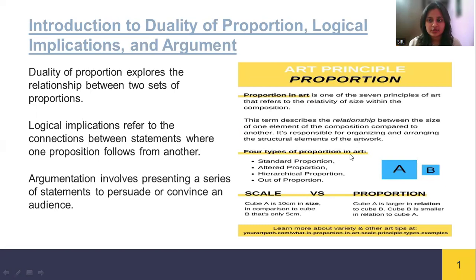4 types of proportions in art: standard proportion, altered proportion, hierarchical proportion, out of proportion. Scale versus proportion. Cube A is 10 centimeter in size in comparison to cube B that's only 5 centimeter. Proportion: Cube A is larger in relation to cube B. Cube B is smaller in relation to cube A.